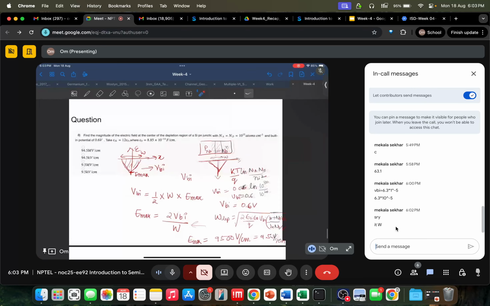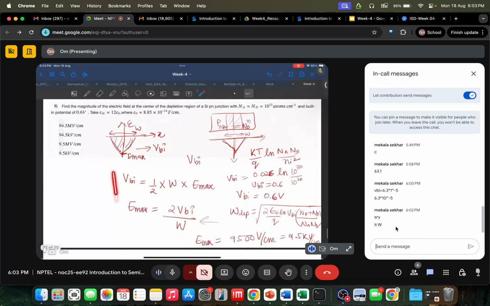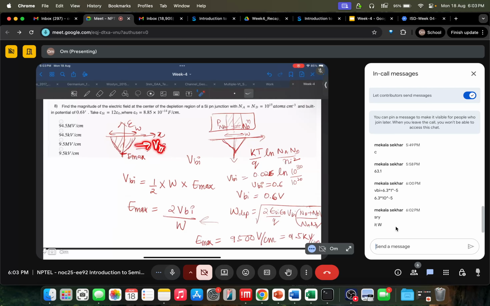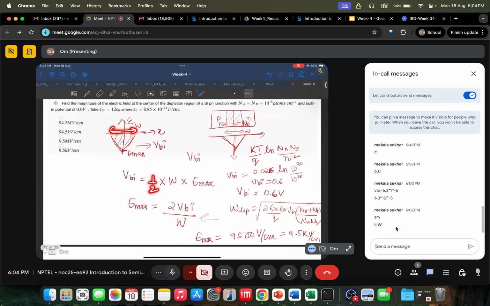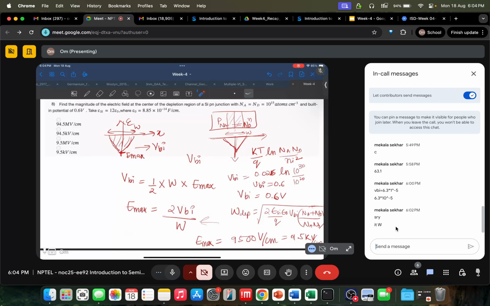Okay, anyways, even if your calculation is not matching, that's okay. Just remember this concept. That's all you need to find the answer. So we already saw, right? The integration under this is VBI, and this VBI is actually half into base is W, height is Emax. So to find Emax, you will just rearrange this to get this. Calculation is not important, but the concept is. So for this, the answer is option D.